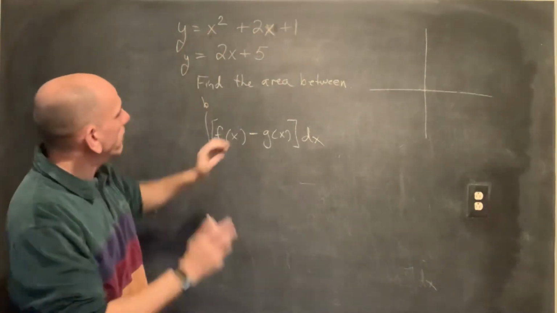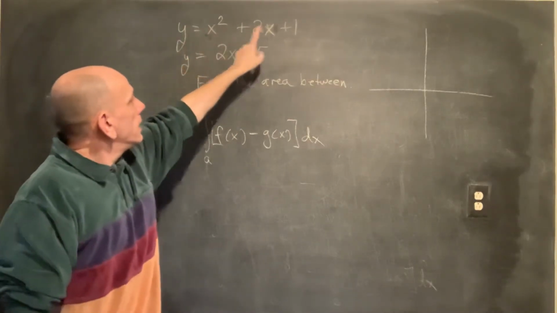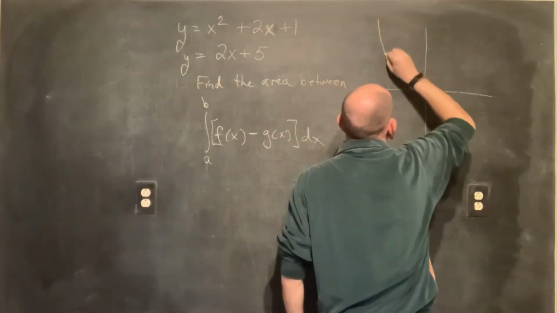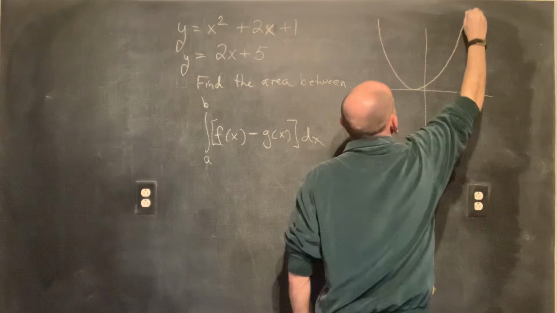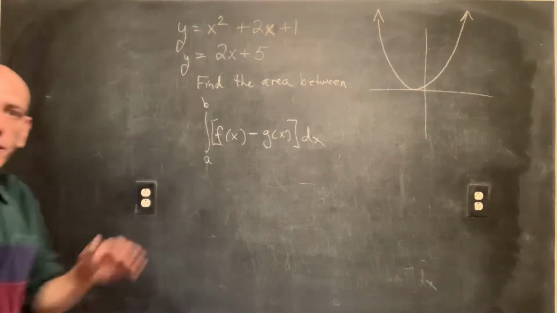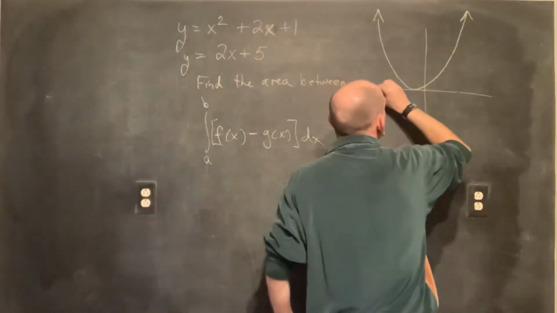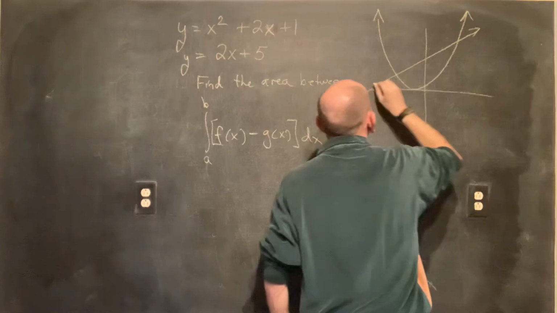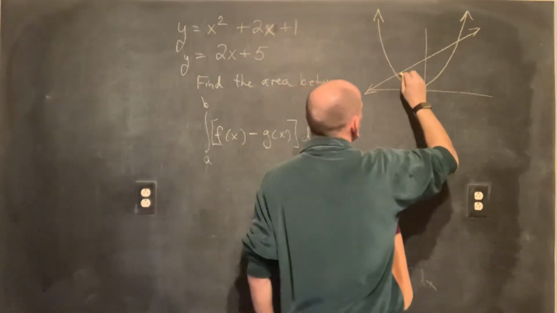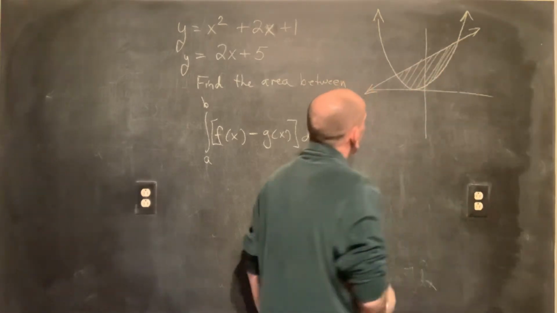It's not narrower or wider than the parent, and it opens upward. It's shifted over, so it looks somewhat like that. And then 2x plus 5, a linear function with positive slope, is lifted up, so it looks something like that, more or less. Okay, so the area between these two is this. That's what we're asked to find right here.